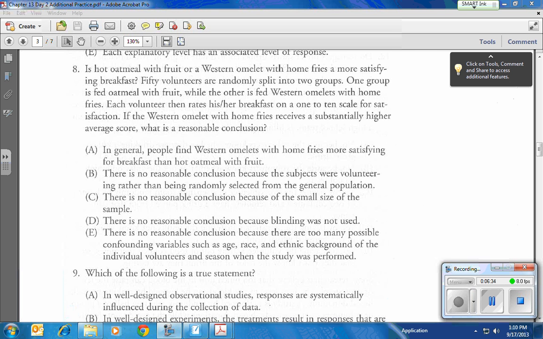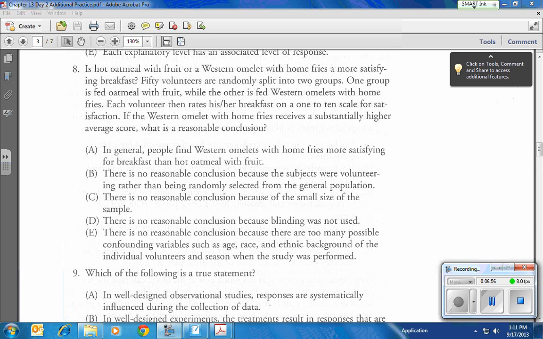Is there a treatment being imposed? Yes, what's the treatment being imposed? The food, right? You're imposing a treatment of giving this group hot oatmeal with fruit, and this group getting Western omelet with home fries. Okay, that's the treatment you're imposing. It is an experiment. Makes sense.